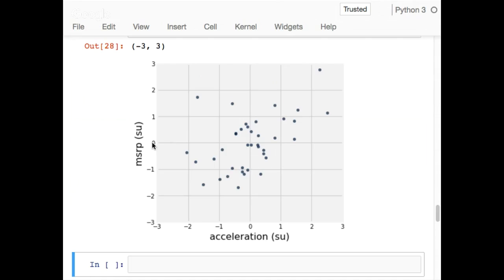But just know that the basic idea behind why I'm doing this is because my two axes used to be in different units. This used to be dollars. This used to be like miles per second or something. And when they're both in standard units, this point right here, close to 1, 1, is both 1 standard deviation away from the average acceleration and 1 standard deviation away from the average cost. So that lets me compare both axes.